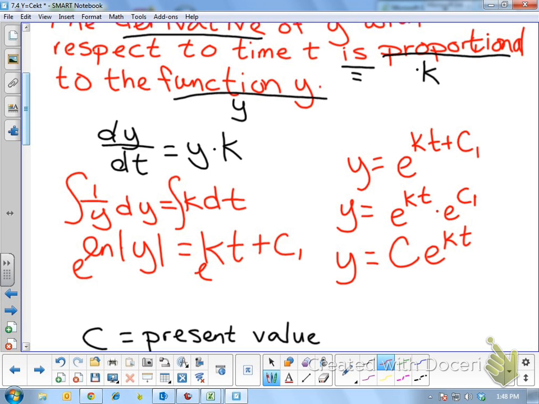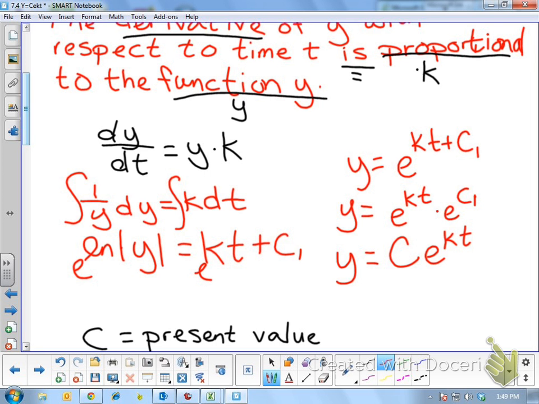Look familiar? Hopefully you've seen this formula before. What do we use this kind of formula for? Population. What about financial stuff? Exactly. You can do continuous compounding of interest with this. Yes, you should have seen something with this formula, but now you know where it comes from.